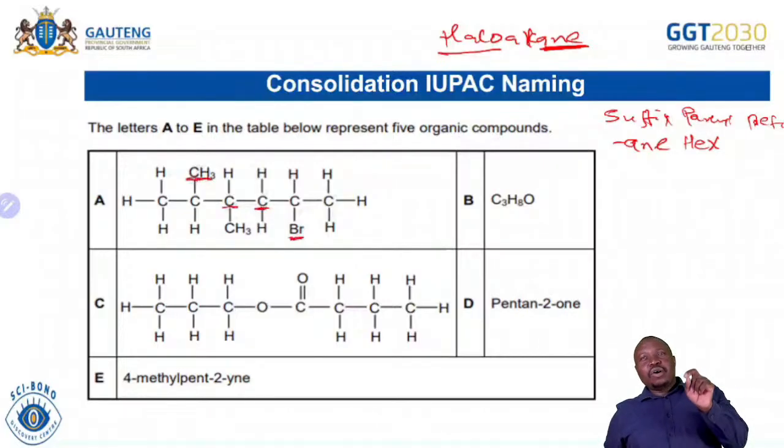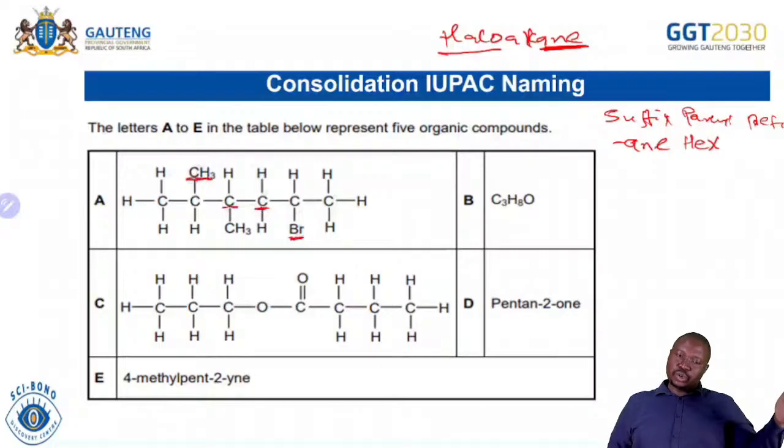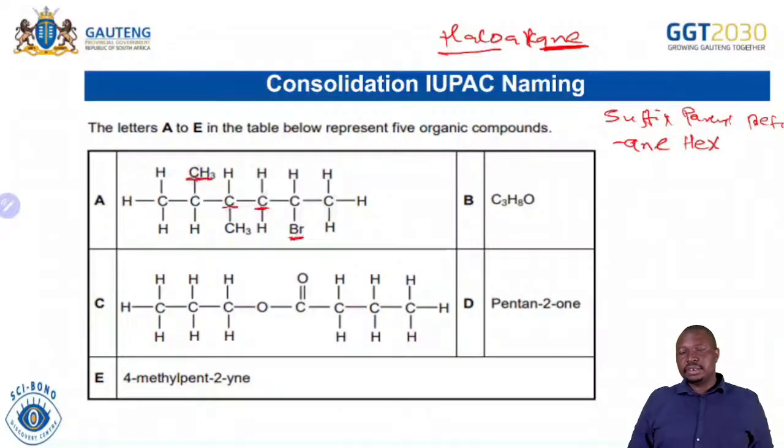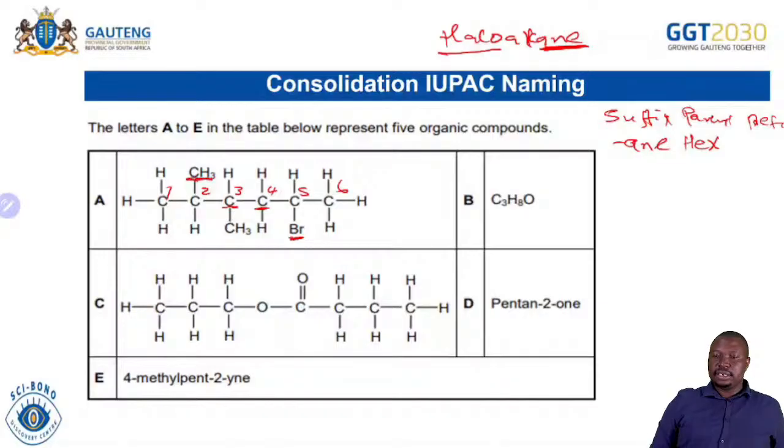When we start numbering, we're going to number closest to the most substituted side. So we're saying from the left, we have more substitutions. From the right, we only have bromo. So when we number, we're going to number where we have more substituents. I think you got me there. So this becomes carbon number 1, number 2, number 3, number 4, number 5, number 6.